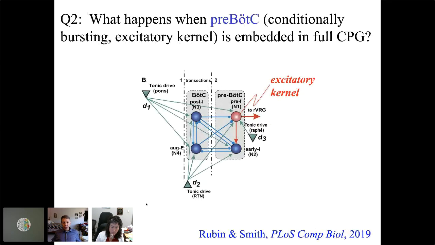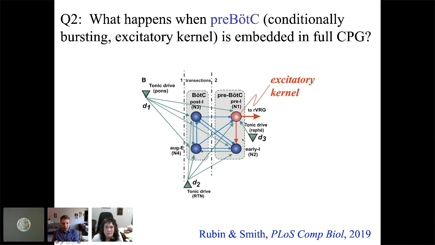Okay, so now we can ask what happens when the prebot is embedded into the full CPG. So now we have all of these inhibitory populations. This is an all-to-all, three-way network. And so this is why we have inspiration and expiration, right? Not just inspiration, and in fact, it's a 3-phase rhythm, not just a 2-phase rhythm when we breathe normally.